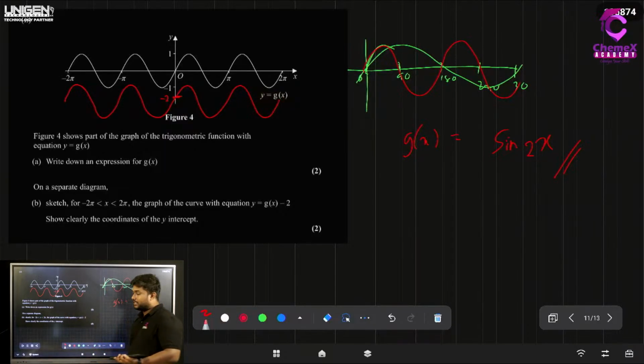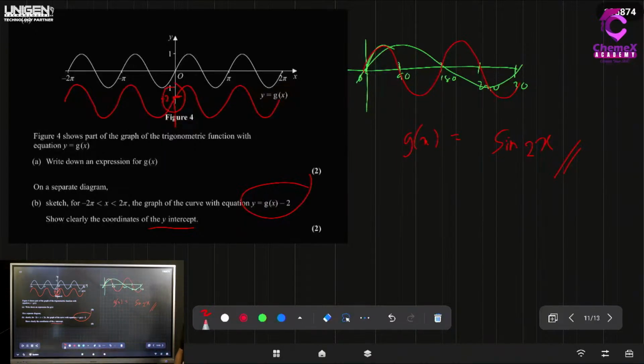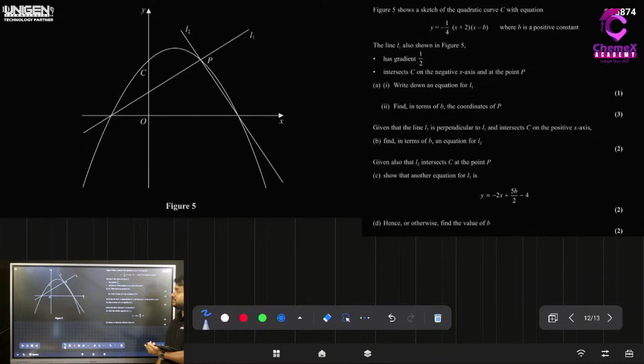Any questions, Gamita? I did that also. They have asked to show where it cuts the y-axis. So at minus 2. Yeah. The red graph I drew is the answer. Understood? This is minus 2. Any questions? Sulochana, any questions you have? So shall I move on to next then?